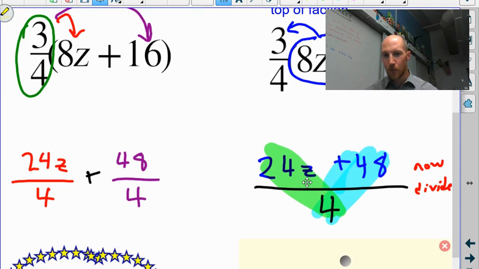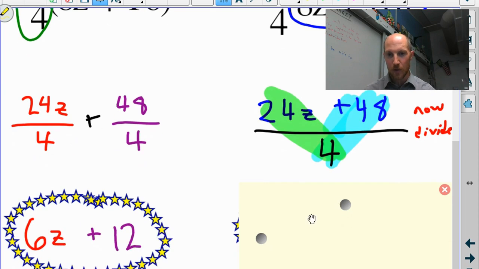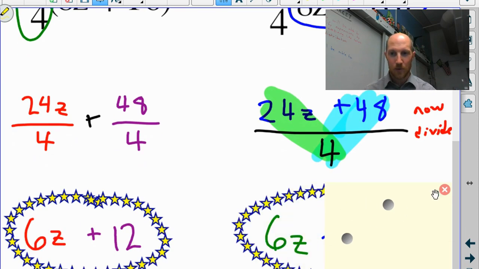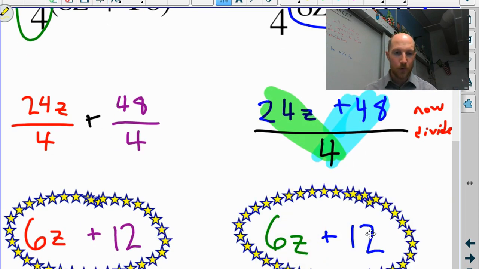So I've done the multiplying by 3. Now I just divide both of those terms by 4. So 24z divided by 4 gives me the 6z. 48 divided by 4 is 12. Same answer, two different ways of thinking about it or describing it. Doing it with fractions, taking the fraction apart and doing a multiplication and then a division step.